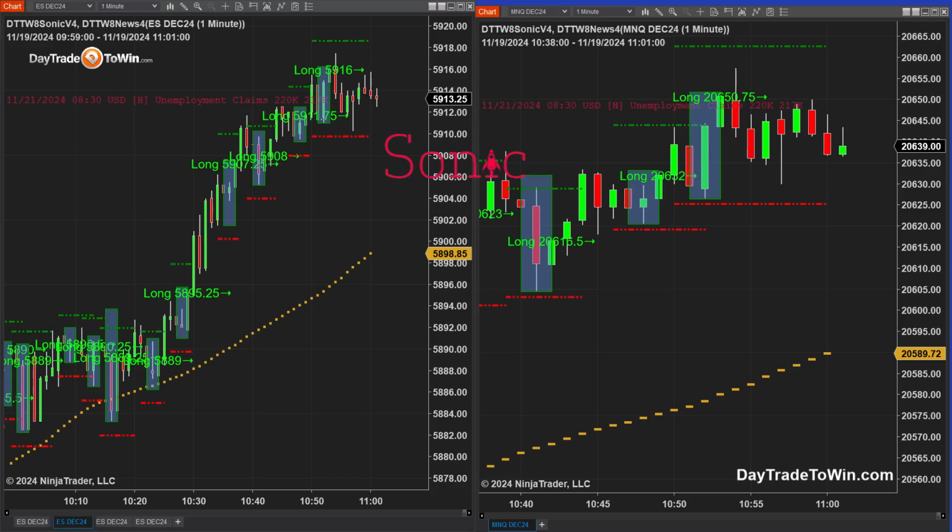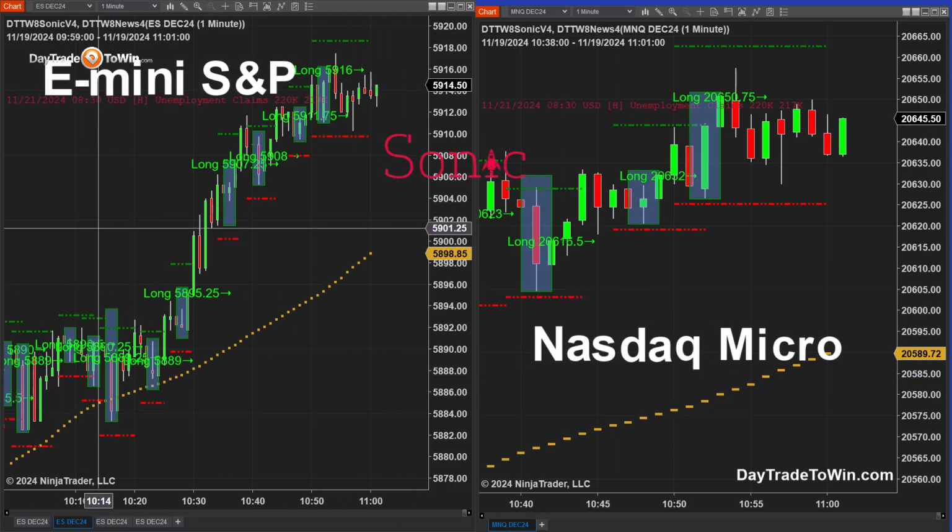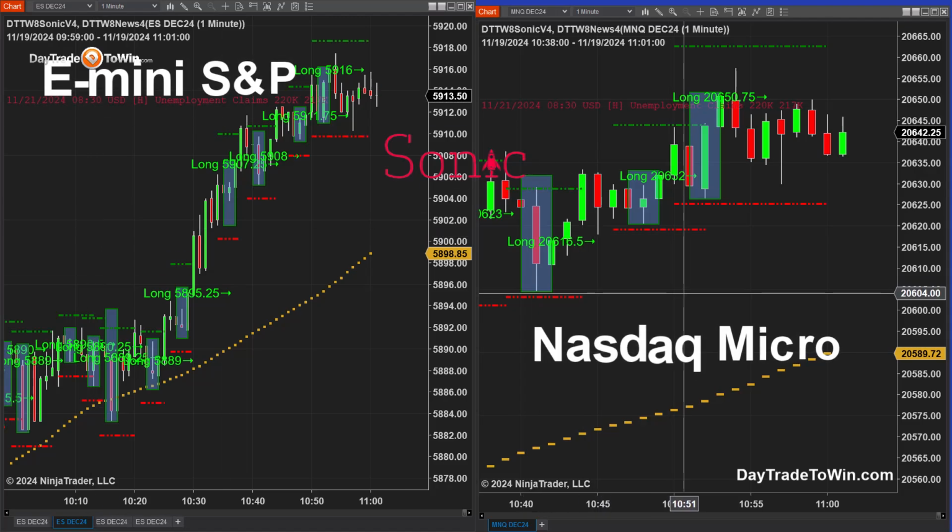All right, Chris. So the first thing we're going to do is, the reason why I have this is I've gotten a lot of email about trading different markets using the Sonic. So I decided to put up 2 different charts here. The left-hand side is the E-mini S&P. On the right-hand side is the MNQ.